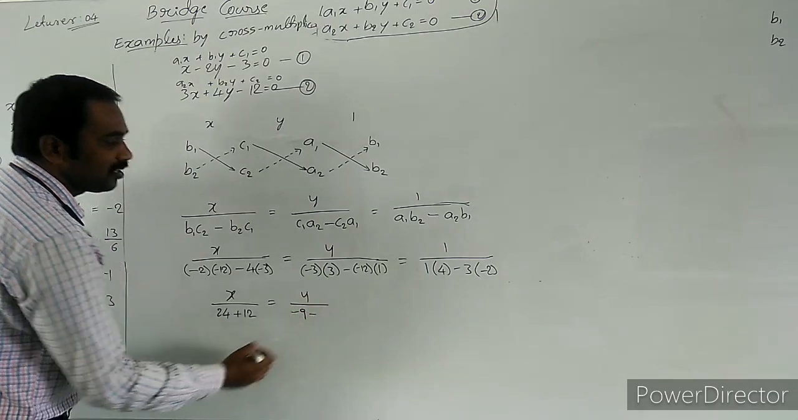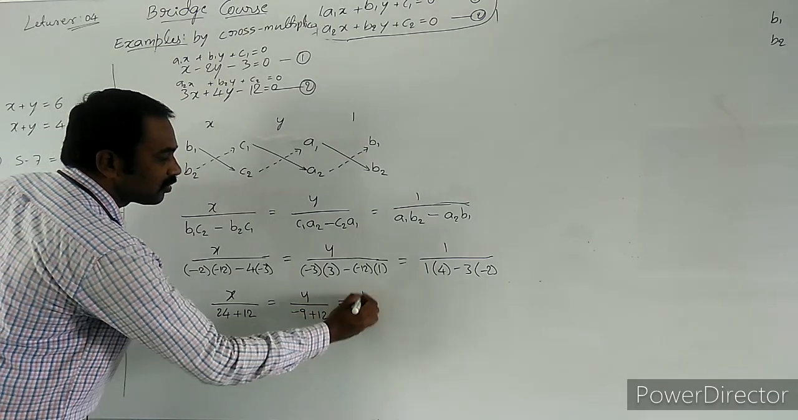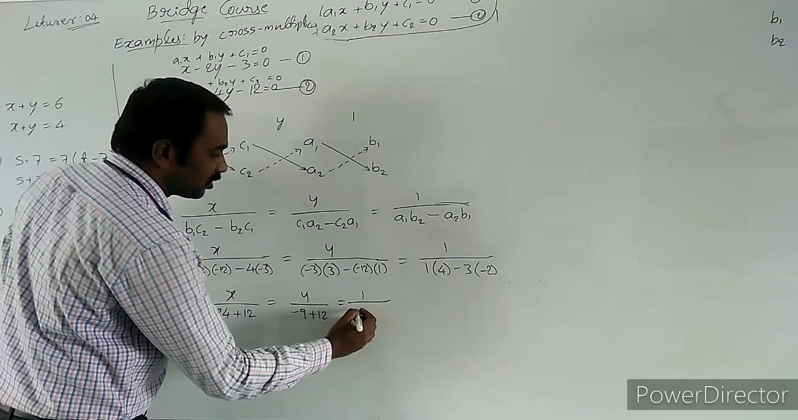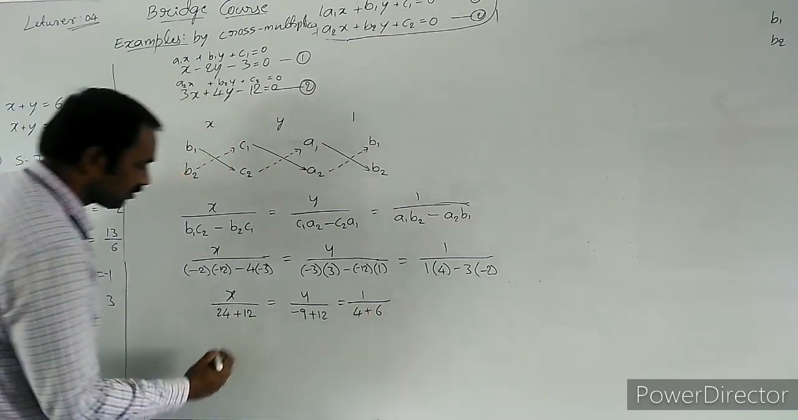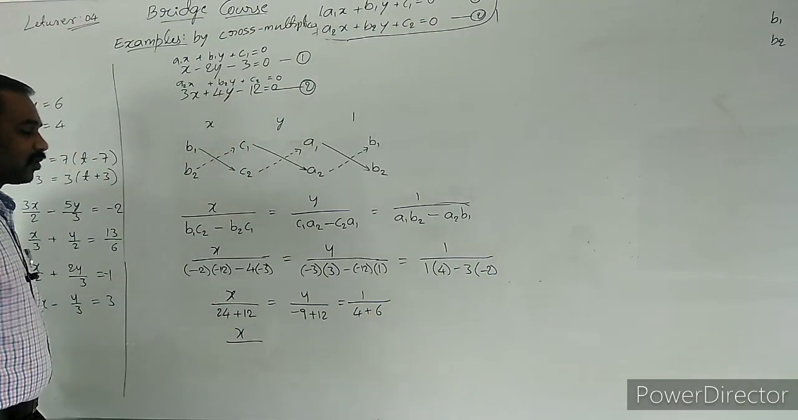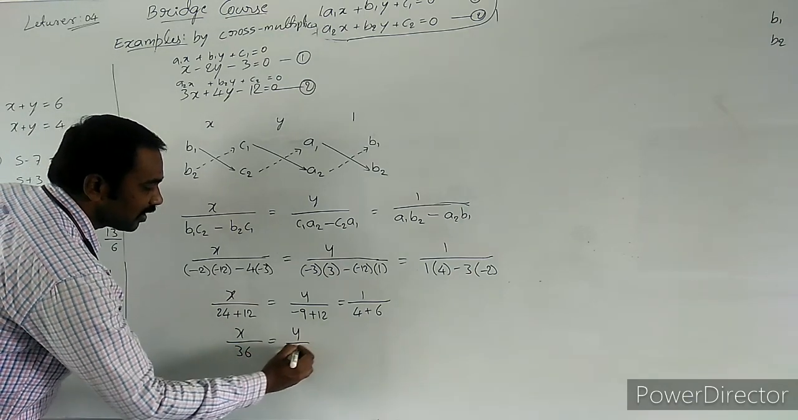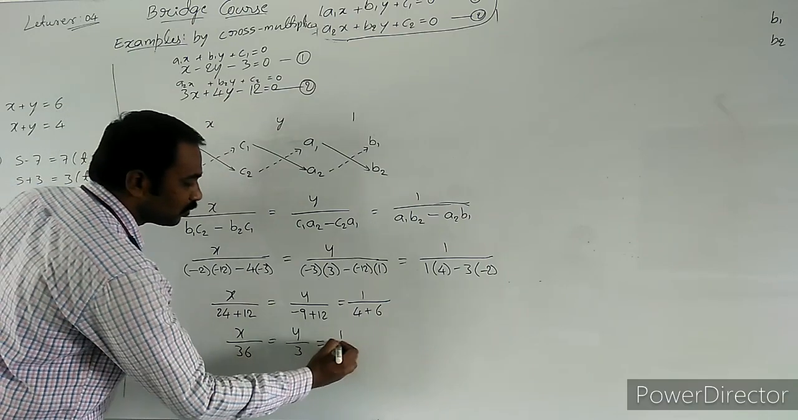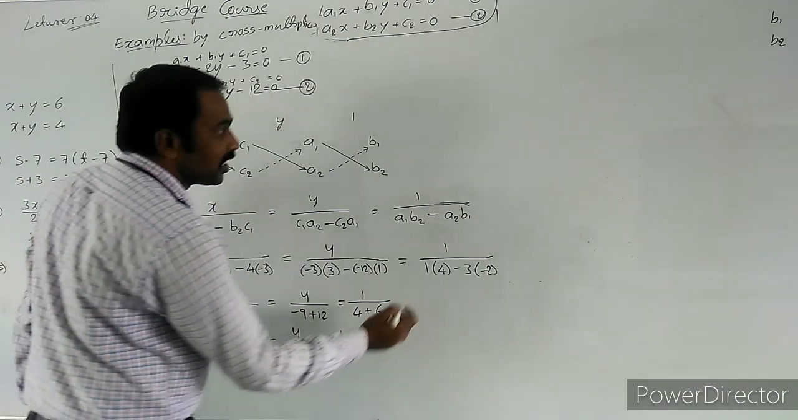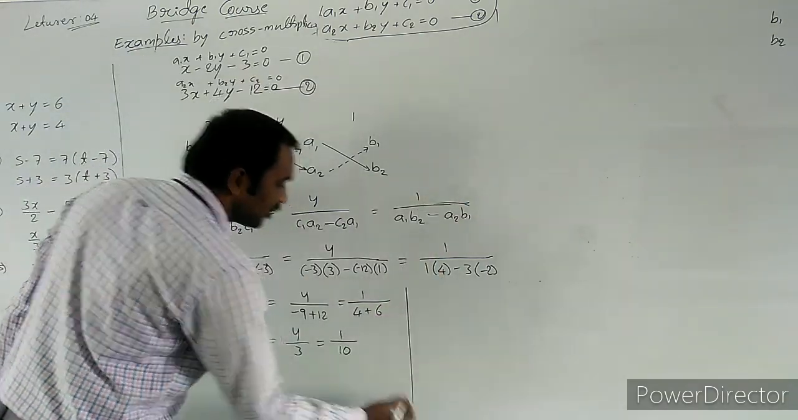minus 9 plus 12 is equal to 1 divided by 4 plus 6. Finally, x divided by 24 plus 12, 36, is equal to y divided by 9 minus 6, which is 3, is equal to 1 divided by 10. Now, apart from that, I just continue here.